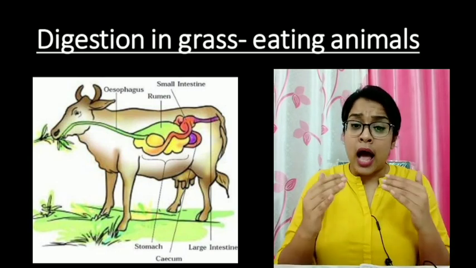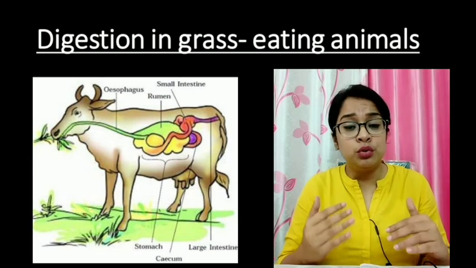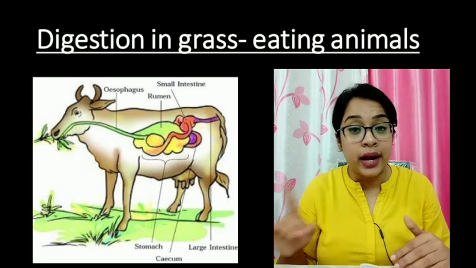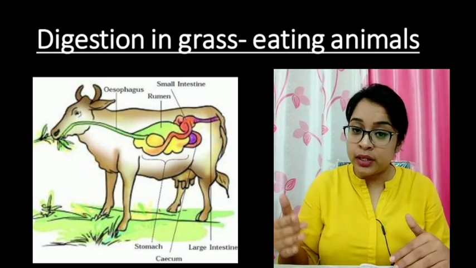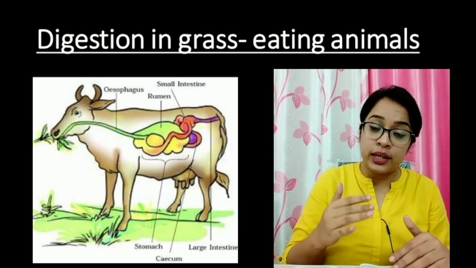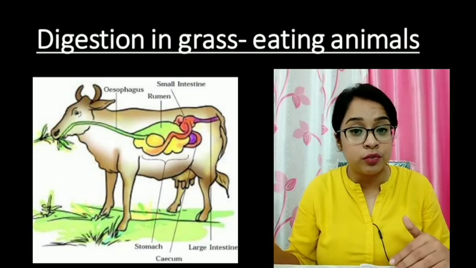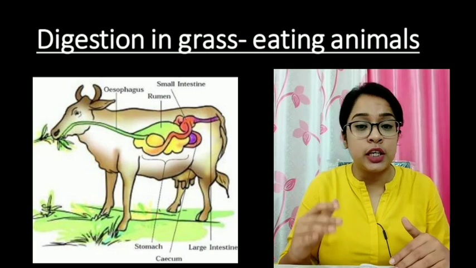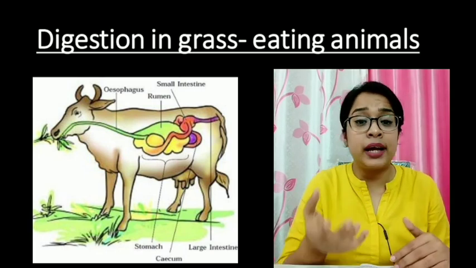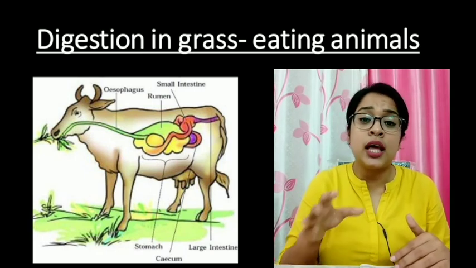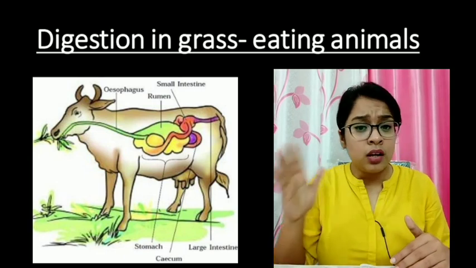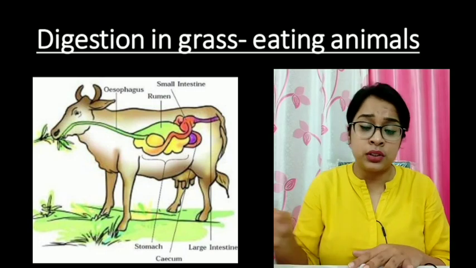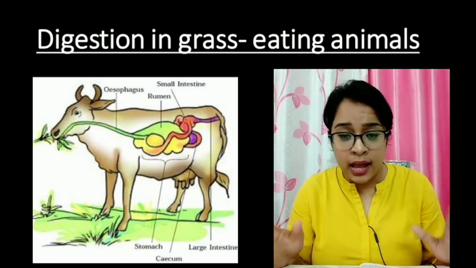Now students, after chewing, the food goes to the different part of the stomach. It does not go back to the rumen. From the rumen, it comes to the mouth, they chew it, and then it goes to the different part of the stomach, and then the complete digestion takes place in the small intestine, followed by absorption and assimilation, and the undigested food is stored in the rectum and comes out from the anus.